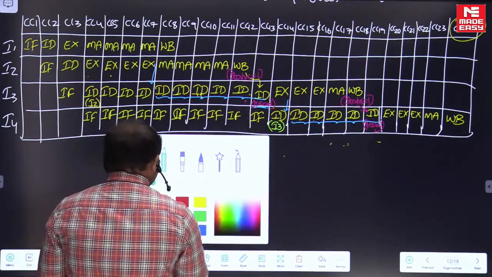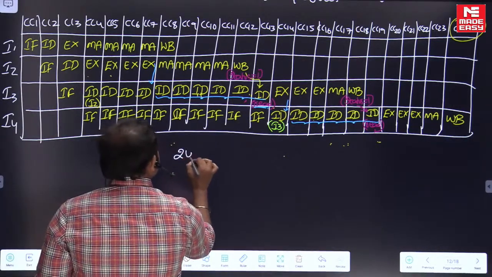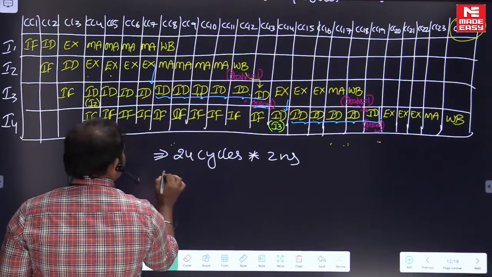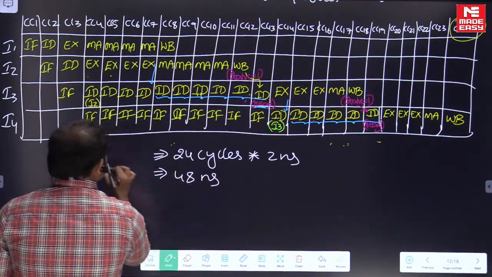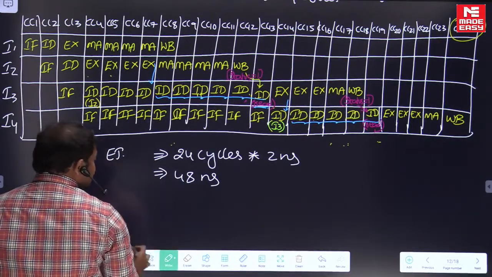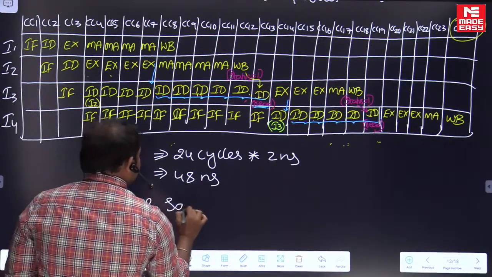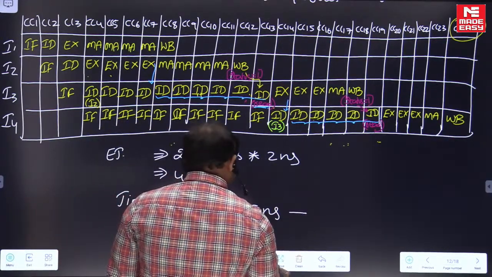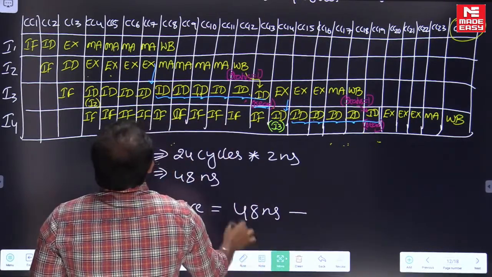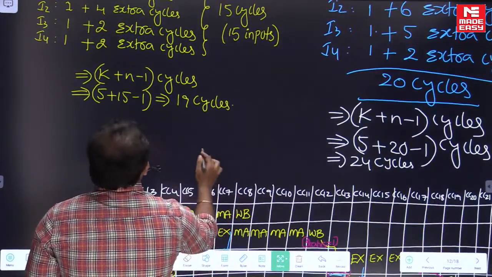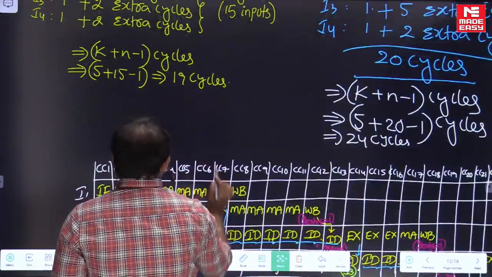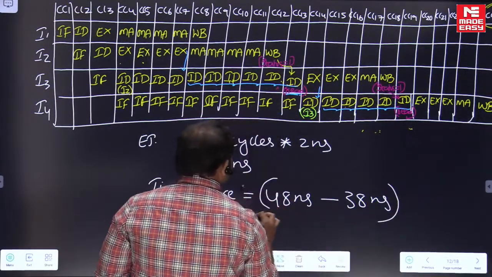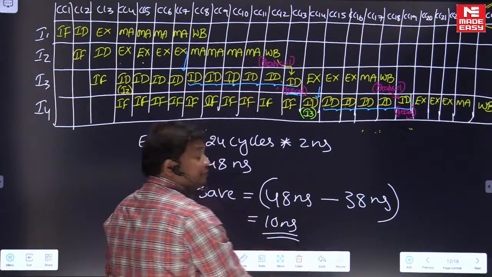All right. So here execution time equal to 24 cycles into 2 nanoseconds. This is equal to 48 nanoseconds. This is the execution time. Okay na? Now time save equal to without operand forwarding 48 nanosecond, with operand forwarding, how many? 38 nanosecond. 48 minus 38 nanosecond. Total time is equal to 10 nanosecond. 10 nanosecond time is saved.